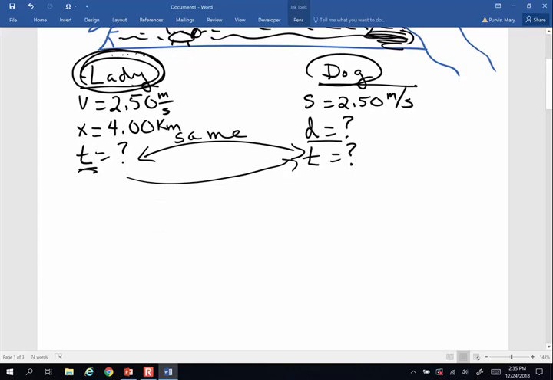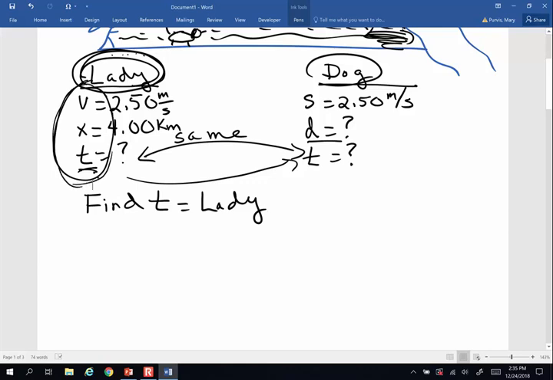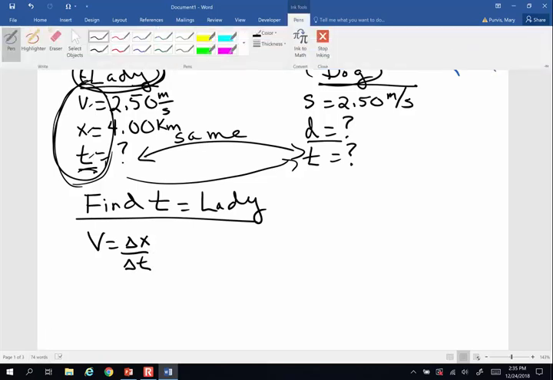So the first thing I'm going to do is find the time for the lady to do her running. Now, we don't have an awful lot of physics equations so far, and the reason I like writing down my variables like this is it helps me choose equations. Which equation do we have that has velocity, displacement, and time? Well, we only have one. Velocity is change in displacement over change in time. And I'm solving for time, so I've got to do a little algebra here to actually solve for time.